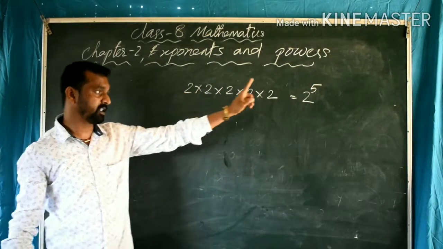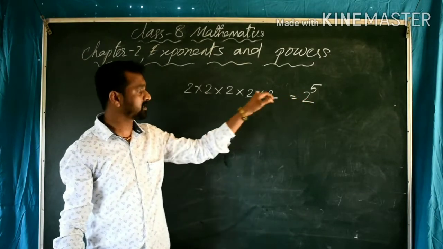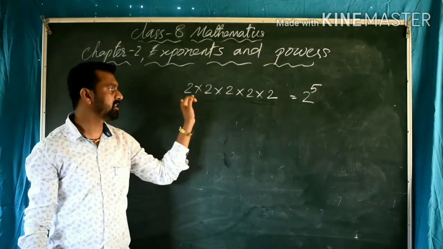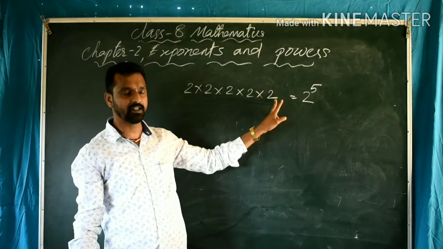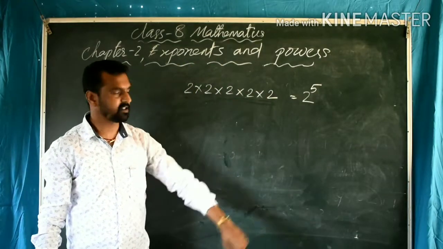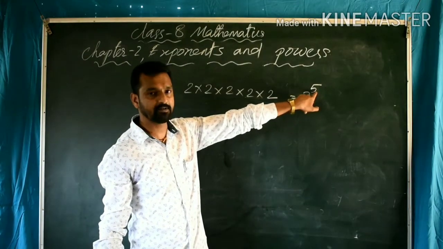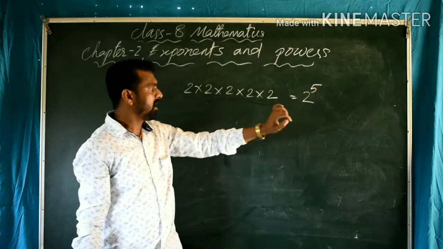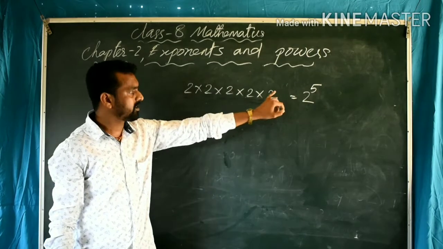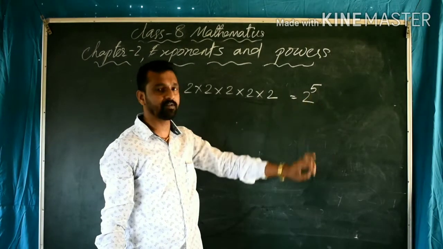Exponents are a mathematical notation used to express how many times a number is multiplied by itself. 2 is multiplied 5 times here, that is why we can write it as 2 raised to power 5. And the number we are multiplying by itself is called the base of the exponential form.